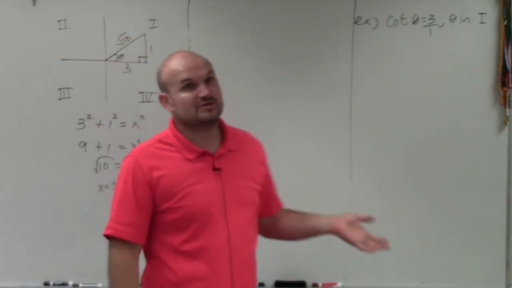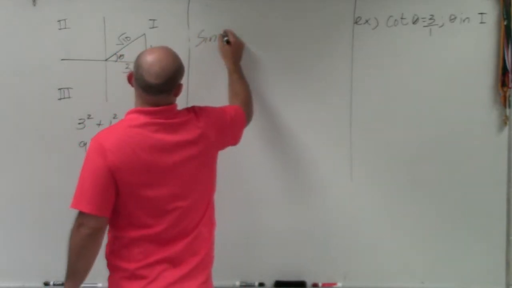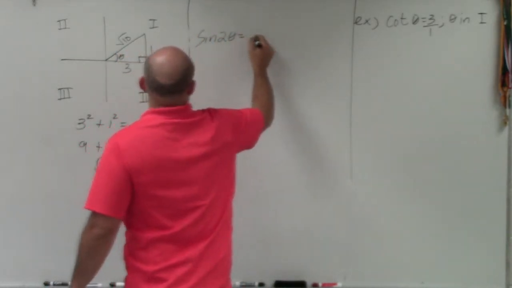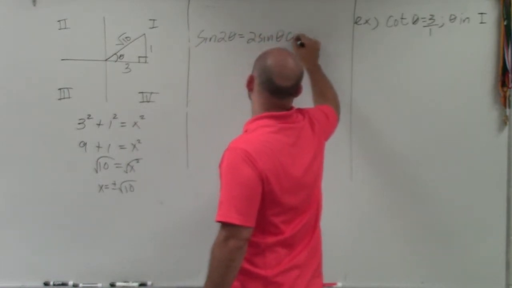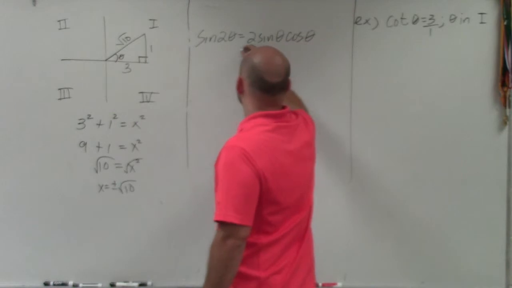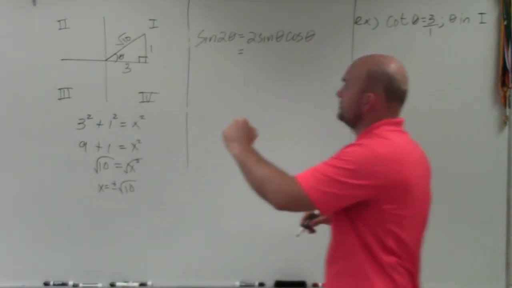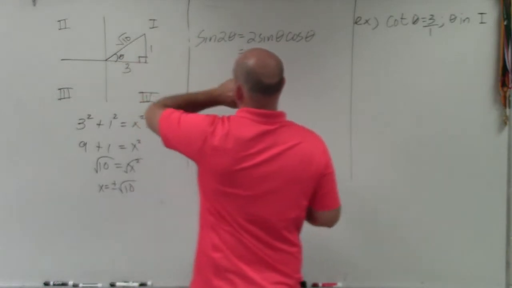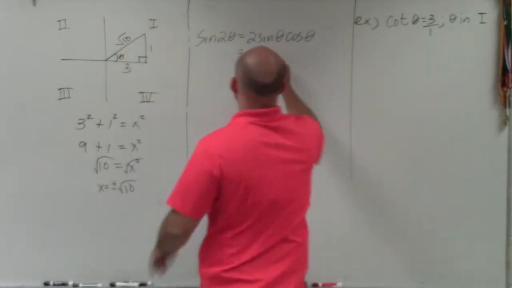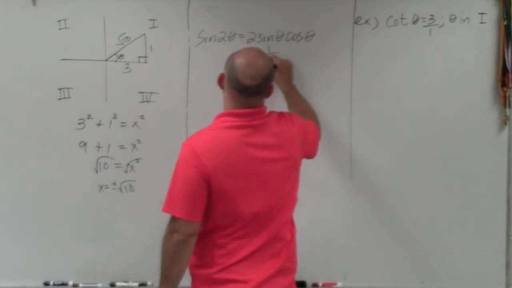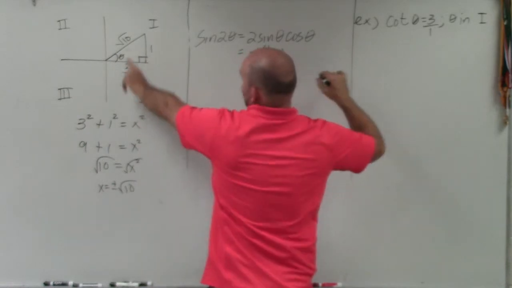So now we just need to use our double angle formulas. The first one, I'll do sine of 2 theta. The sine of 2 theta is going to be 2 sine of theta cosine of theta. Sine, remember, is opposite over hypotenuse. So that's going to be 2 times 1 over the square root of 10, times cosine, which is adjacent over hypotenuse.